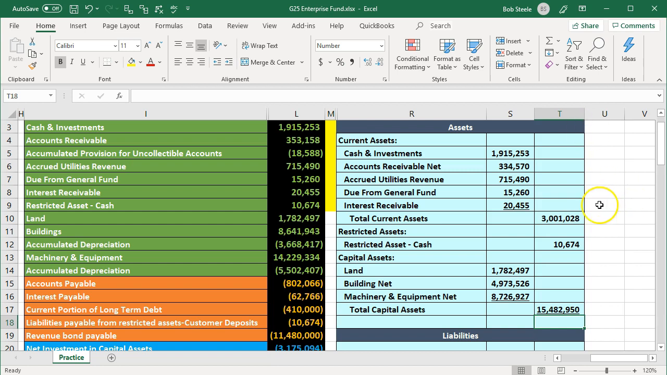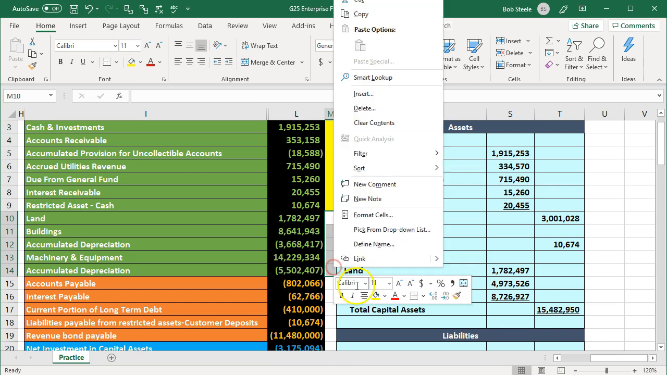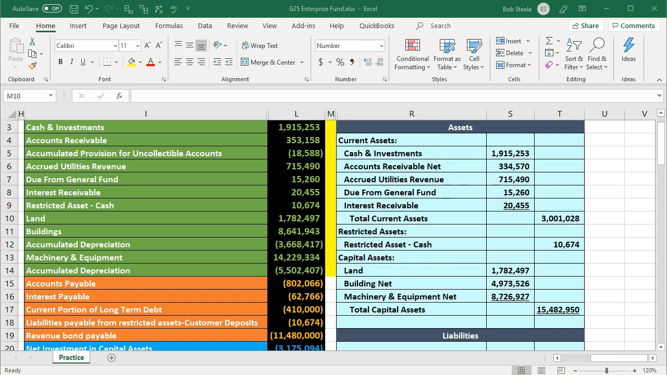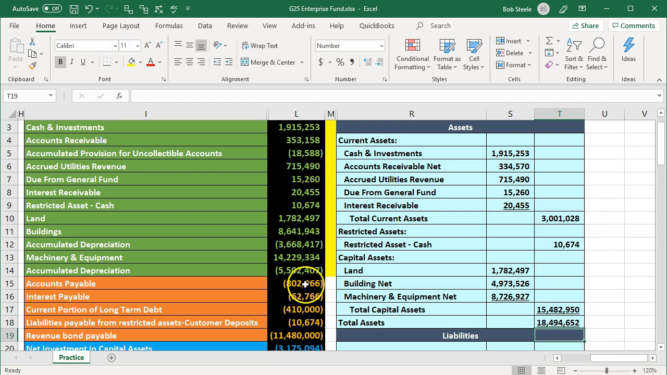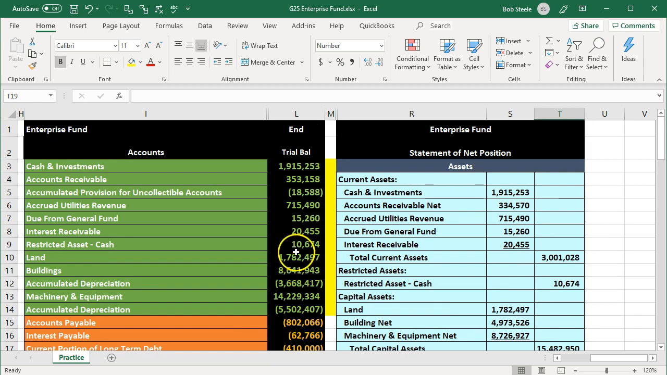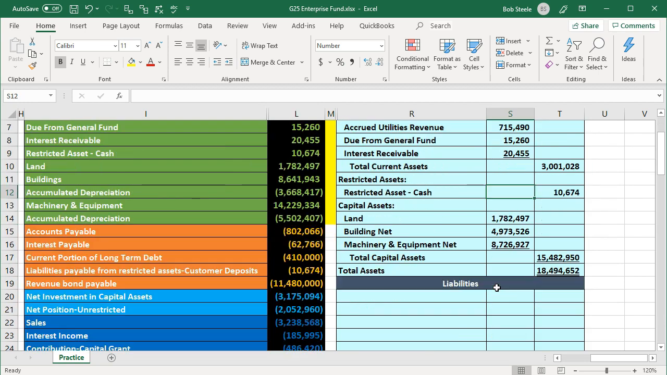So 15,482,950. If we were to highlight these items, we get that same number. I'm going to make these yellow. And then we want the total assets. So we'll say total assets, and we'll sum up the outer column, and that's the 18,494,652. And again, we could double check that by highlighting all the green ones, 18,494,652. So there is that.